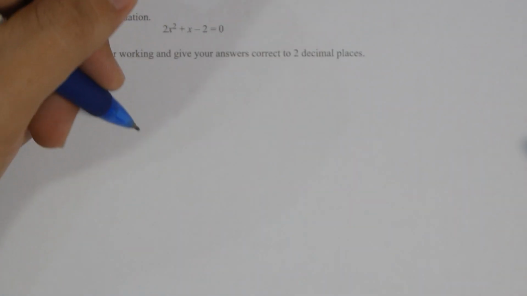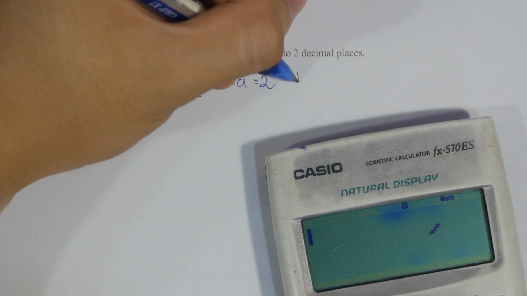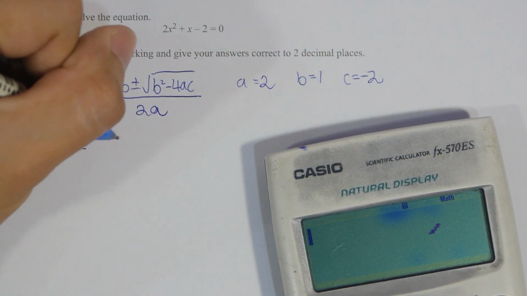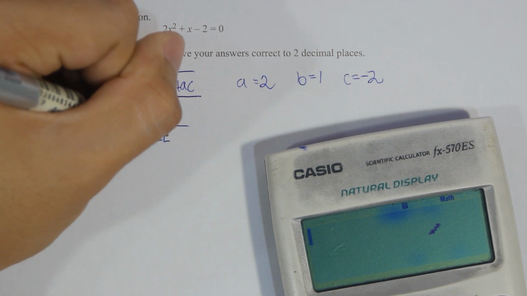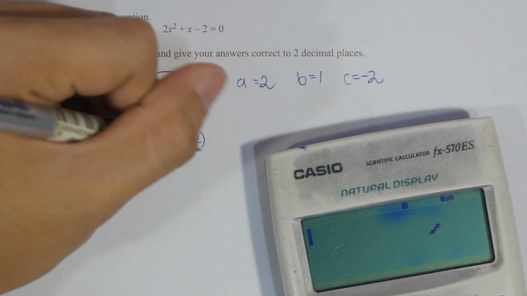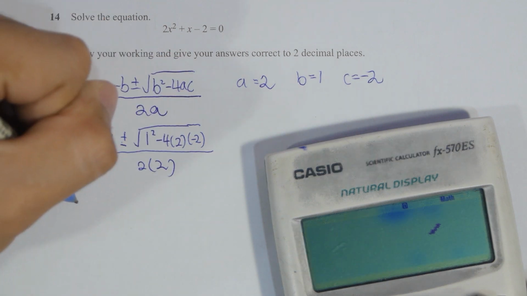Question 14, pretty straightforward. A's value here will be 2, B is 1, and C is negative 2. Then I substitute it into the formula, negative b plus minus square root b squared minus 4ac over 2a, and the final result will be 0.78 or negative 1.28.